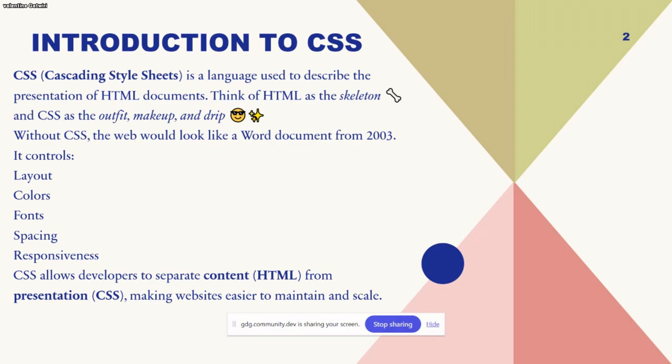Without CSS, the web would look like a document from the early days, quite blank. So CSS controls layout, colors, fonts, spacing, responsiveness. CSS allows developers to separate content, which is HTML, from presentation, making websites easier to maintain and scale.